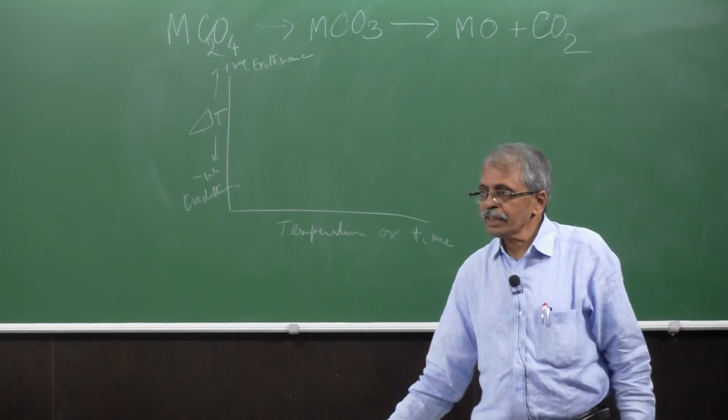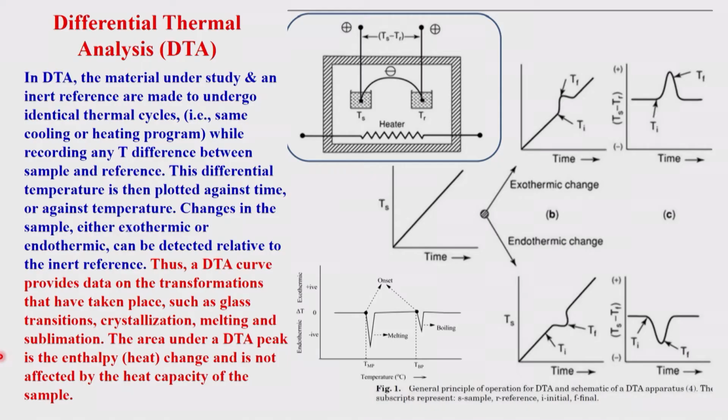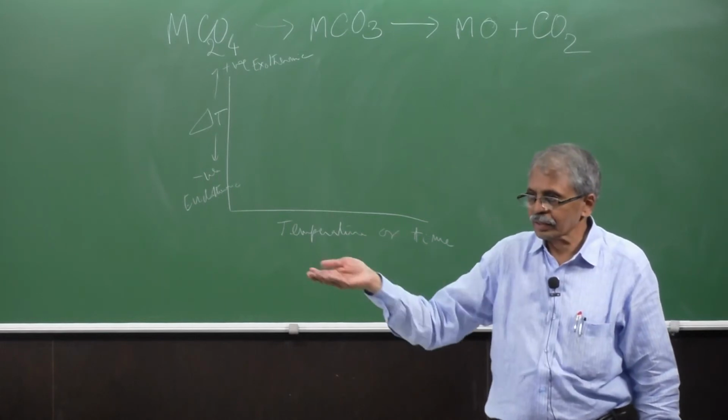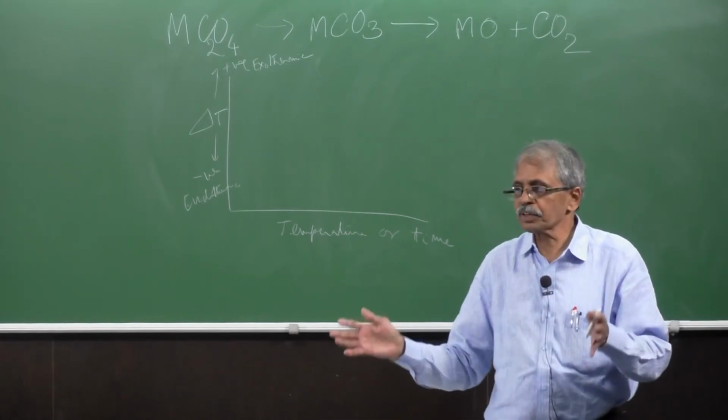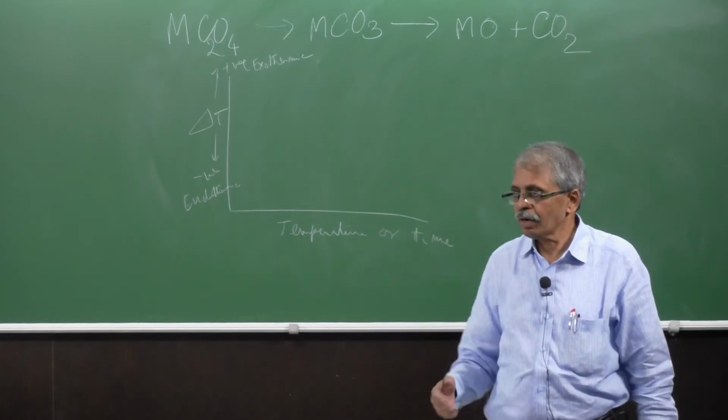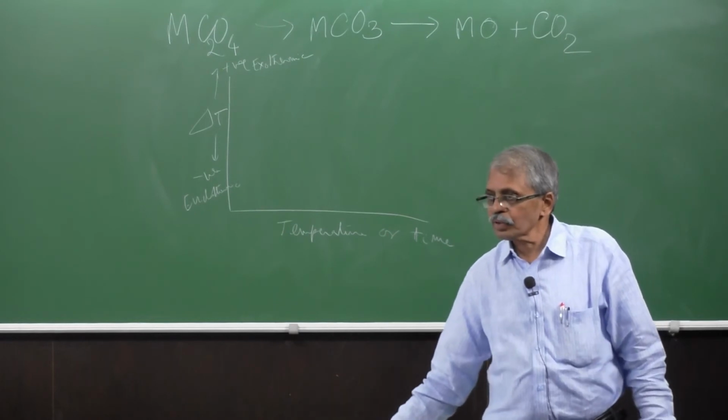Okay. So, the DTA curve provides the data on the transformations that have taken place, such as glass transition, which I will explain to you at a later stage also. That means going from one state of solid to some kind of a melt state is called the glass transition. Crystallization is going from a glass to a crystal, or one crystalline form to another crystalline form. Melting, the whole substance is melted. Sublimation or boiling, the whole substance is boiling or subliming. So, these are the things.